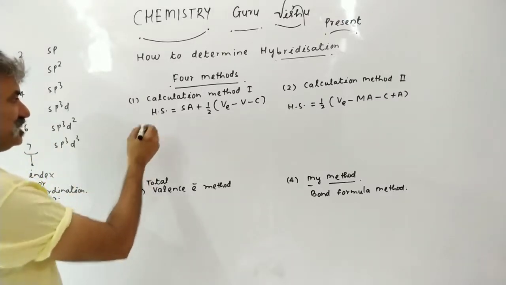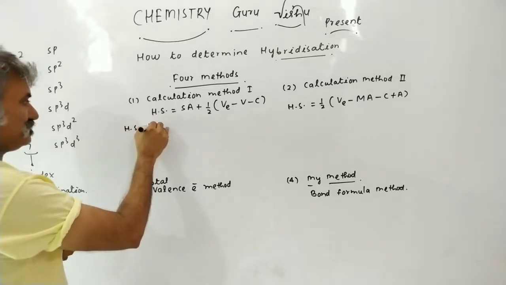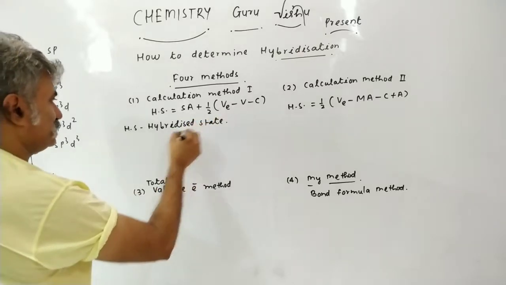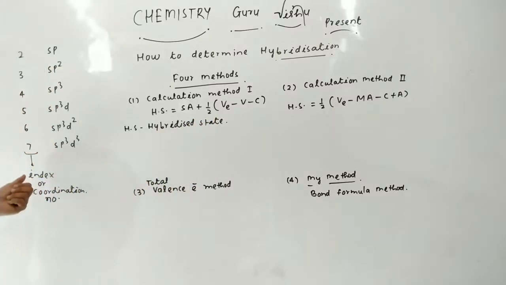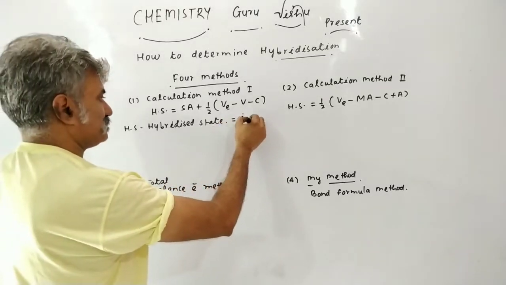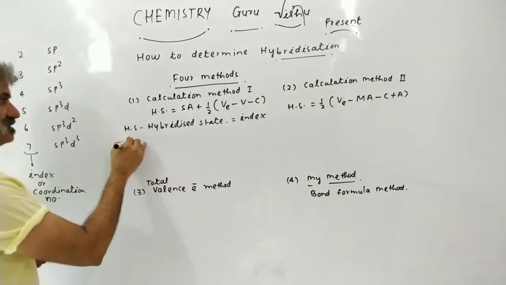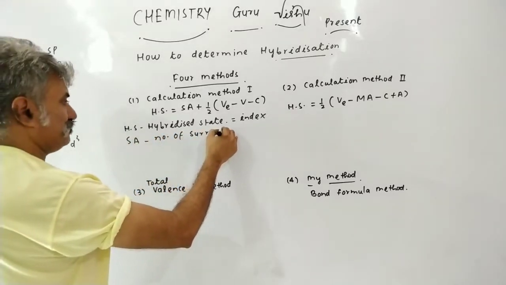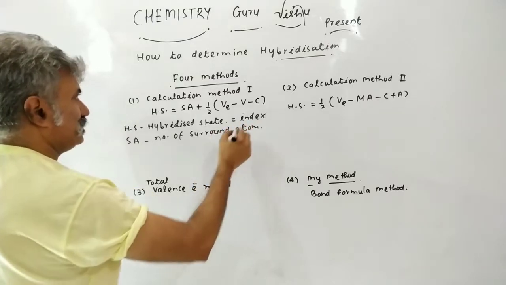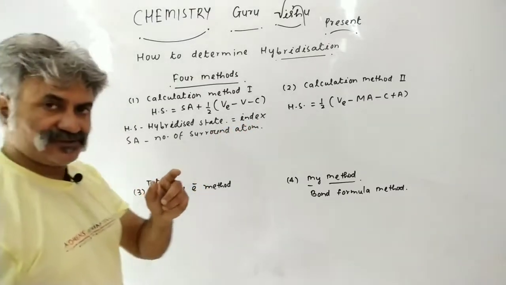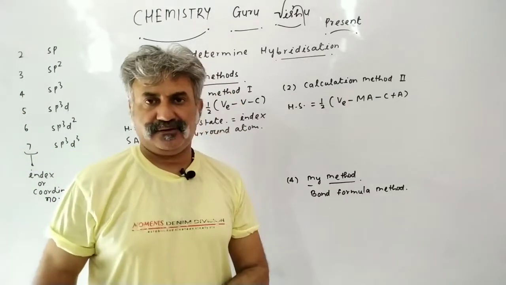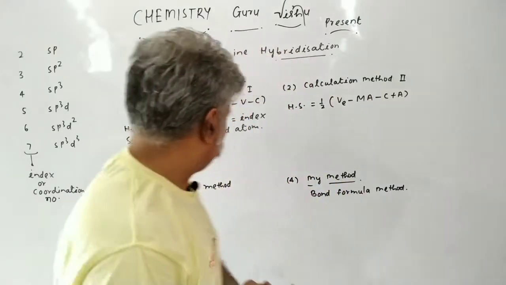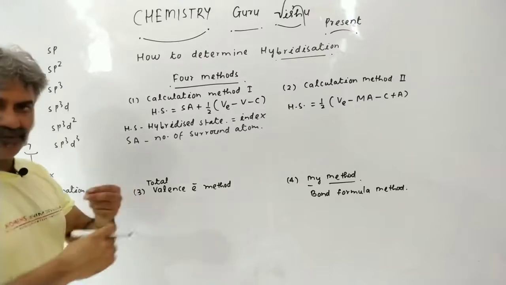HS means hybridized state. It is equal to index. Now SA, number of surrounded atoms, means hybridized state is related with a particular atom. Firstly, decide which atom you have to focus on, and you have to determine the number of surrounded atoms.